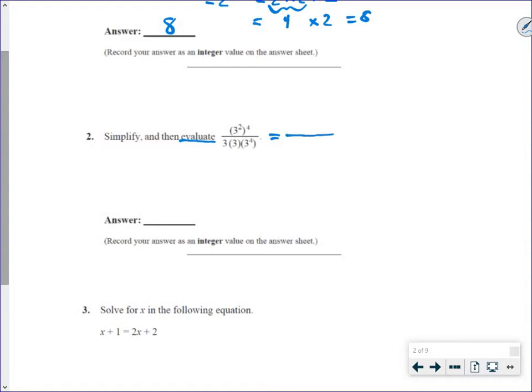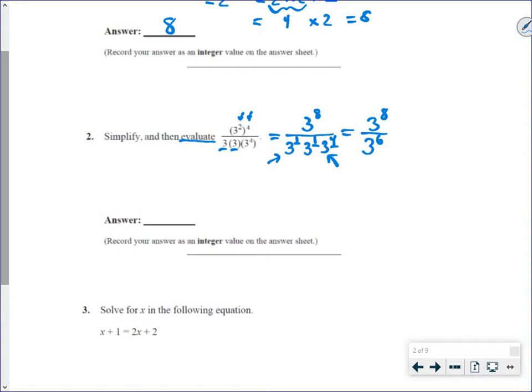If I just focus on the numerator, 3 squared to the 4th power, when we're raising a power to a power, we need to multiply the exponents. So that would be 3 to the 2 times 4, which is 8. In the bottom, this would be equivalent to 3 to the 1, 3 to the 1, times 3 to the 4. It's implied that there are exponents of 1 there. And if you are multiplying things with the same base, you add the exponents. So 1 plus 1 plus 4 is 6, so we have 3 to the 6.